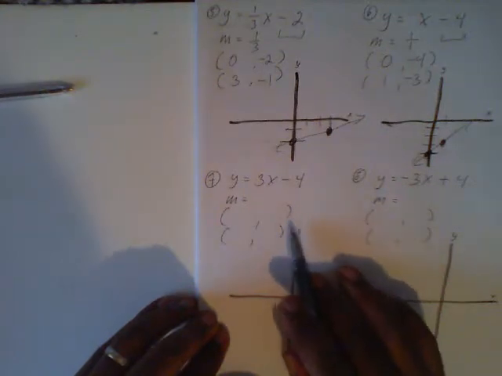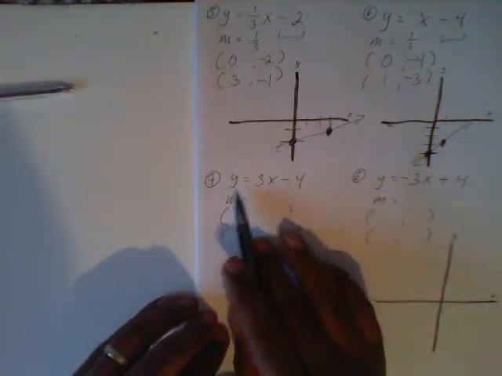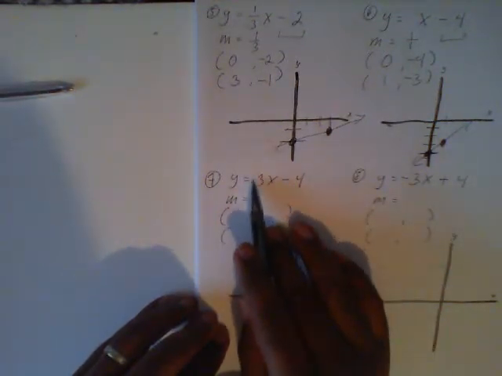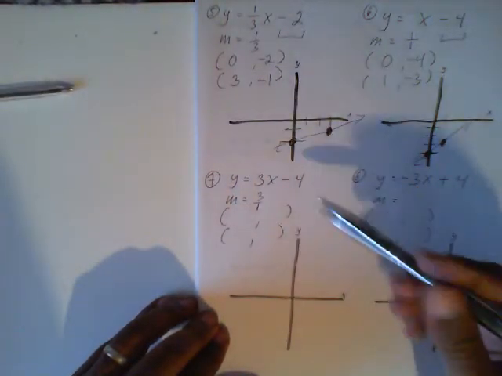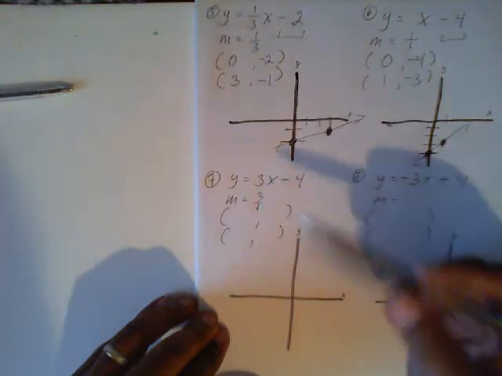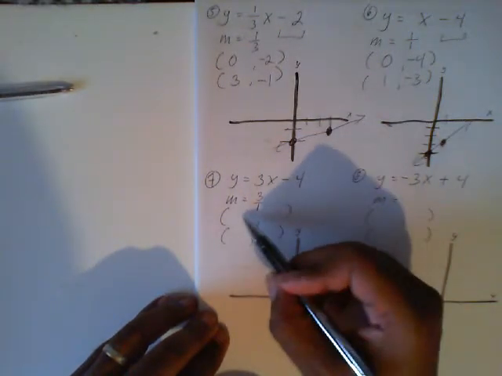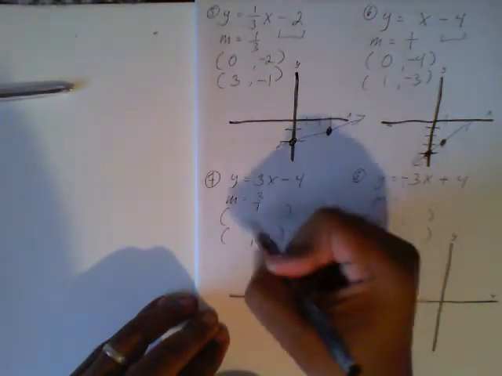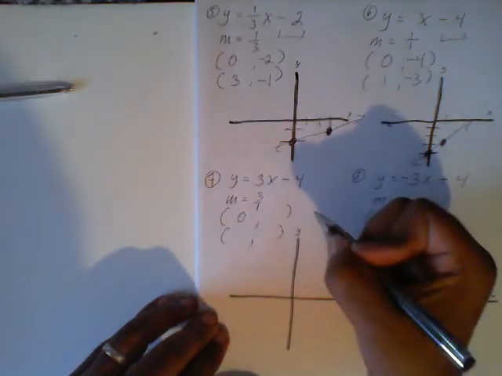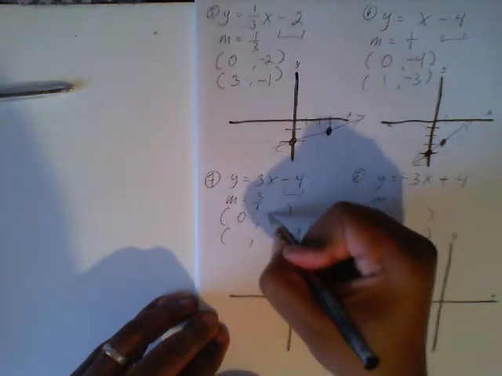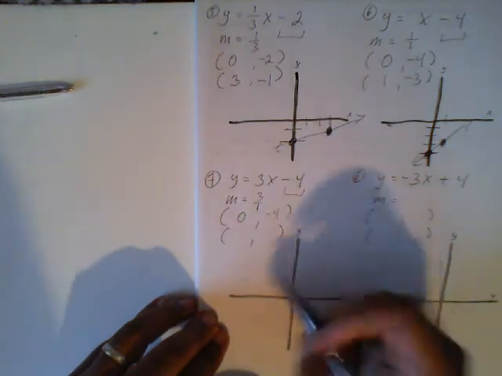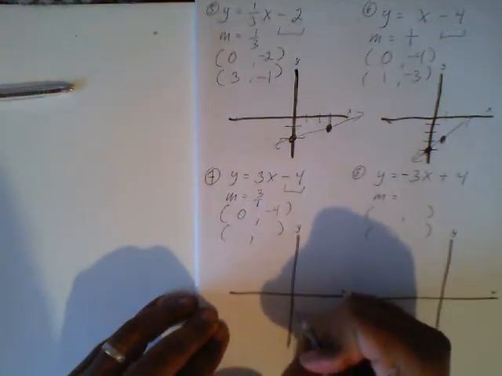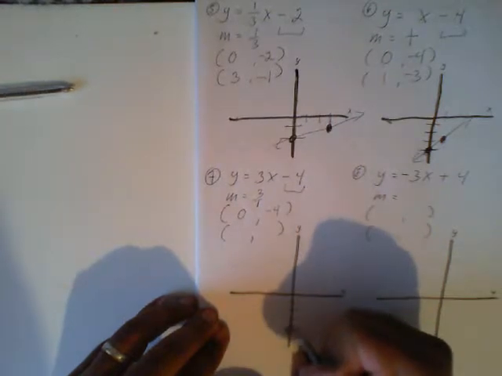Okay. According to this formula here, my slope is 3. I put it over 1 to get my run, so I have a rise over run. And my x coordinate for my y-intercept will be 0. And this gives me my y coordinate. So 0, -4, which is located 1, 2, 3, 4 right here.